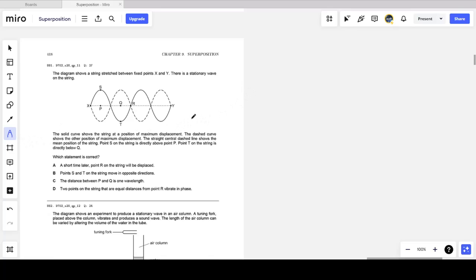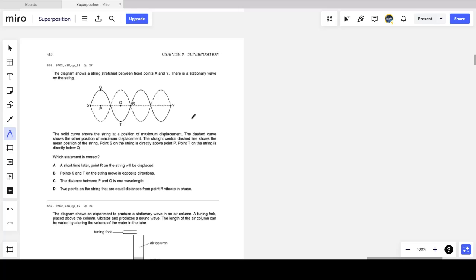Question 881 is from the summer 2020 exam. That's May-June 2020. It's question paper 1, variant 1, and question 27 from the paper. We are shown a diagram with a string that is stretched between fixed points X and Y. There's a stationary wave on the string. And the solid curve is showing the string at a position of maximum displacement. The dashed curve shows the other position of maximum displacement.